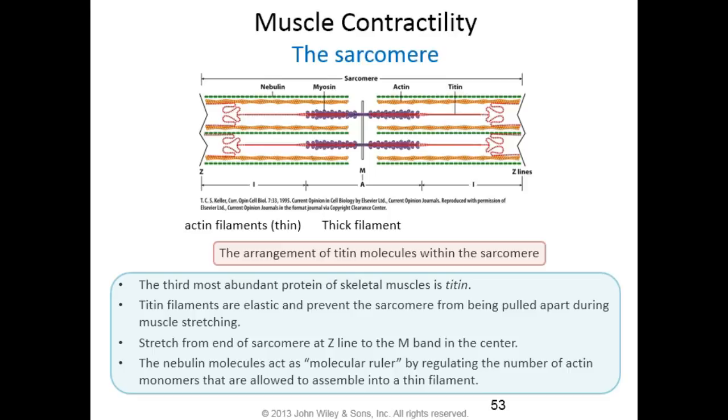The third most important one is the titin molecule. It's the largest protein yet discovered in any organism. The titin filaments are elastic and prevent the sarcomere from being pulled apart during muscle stretching.